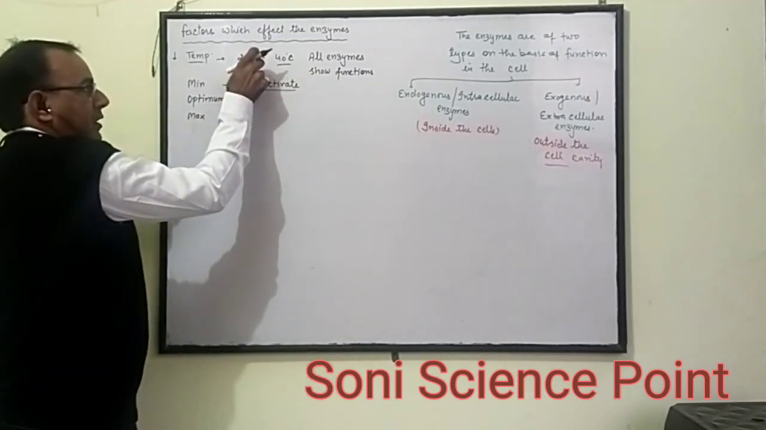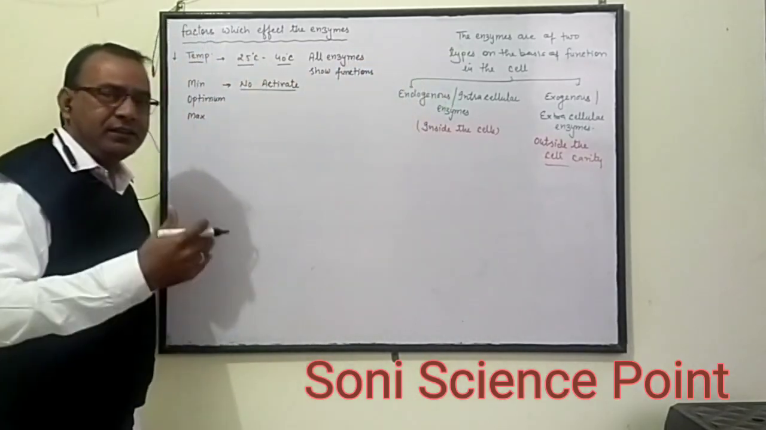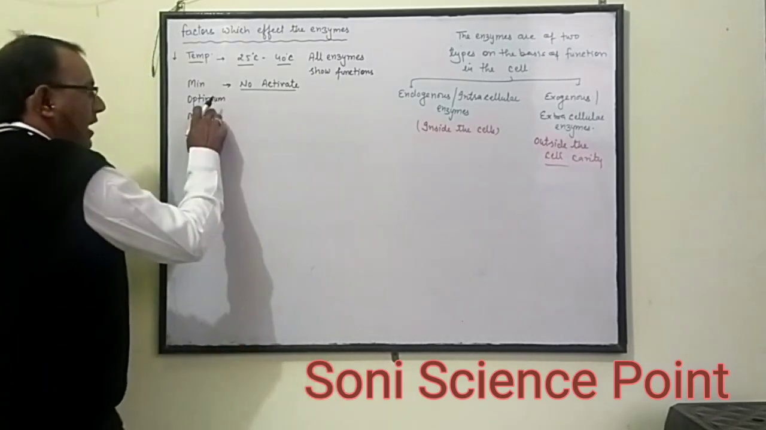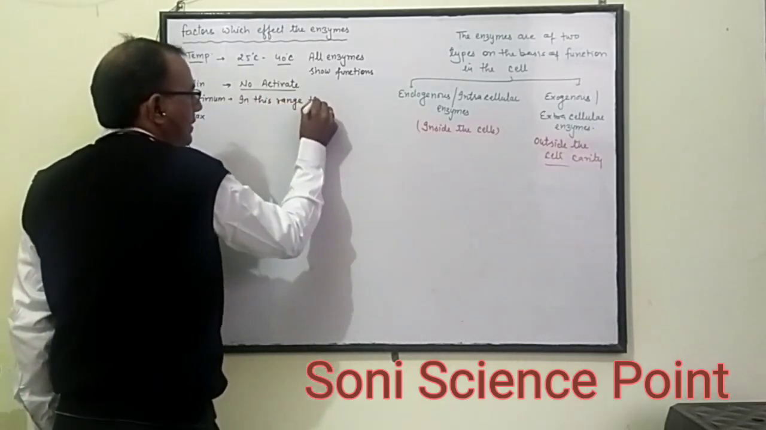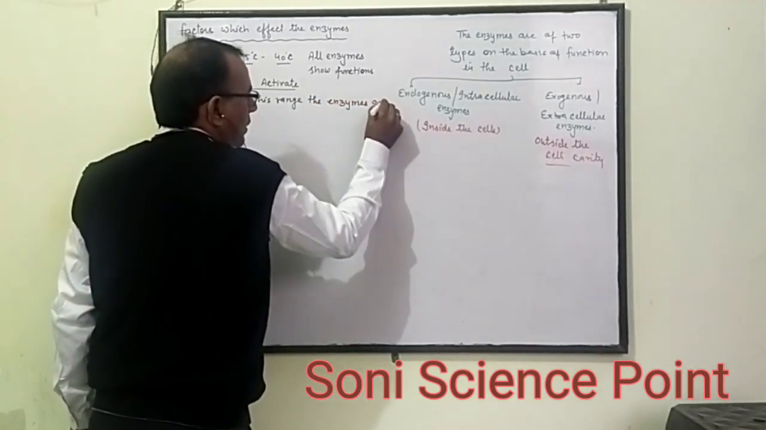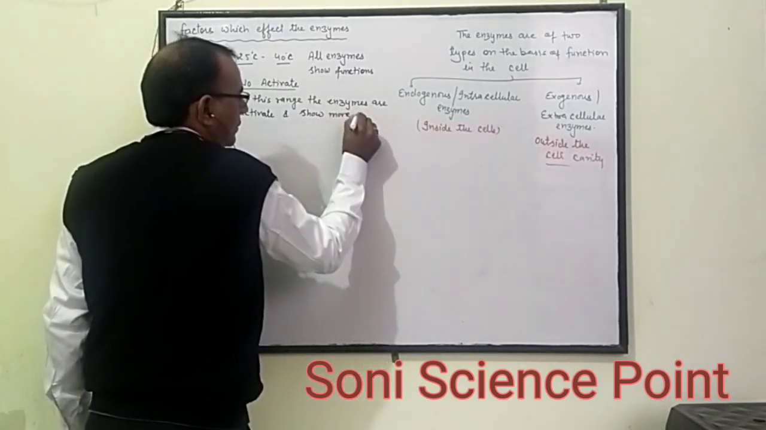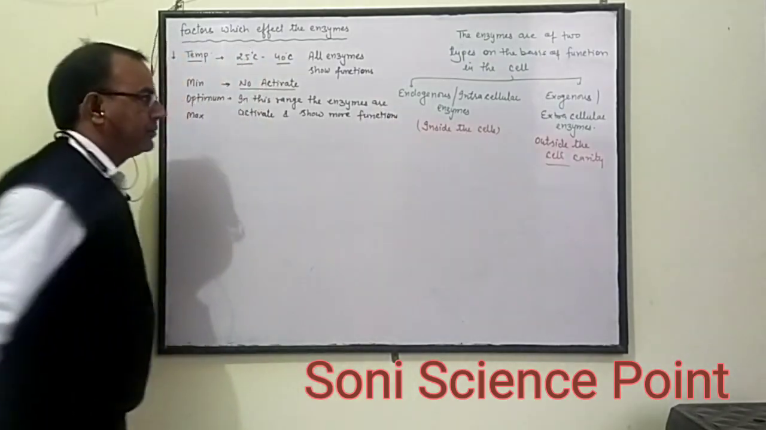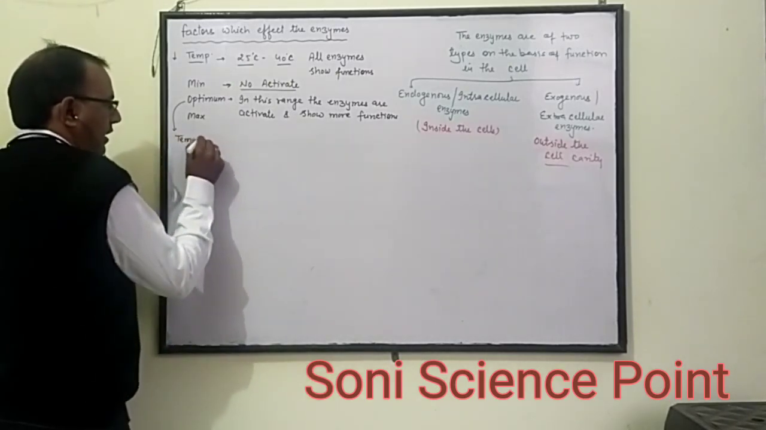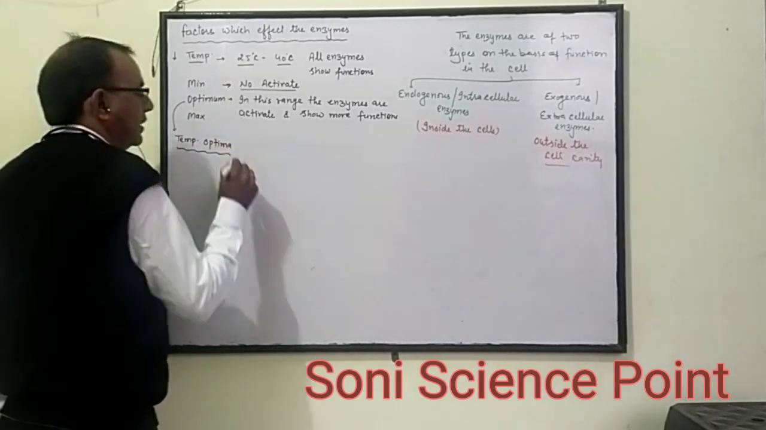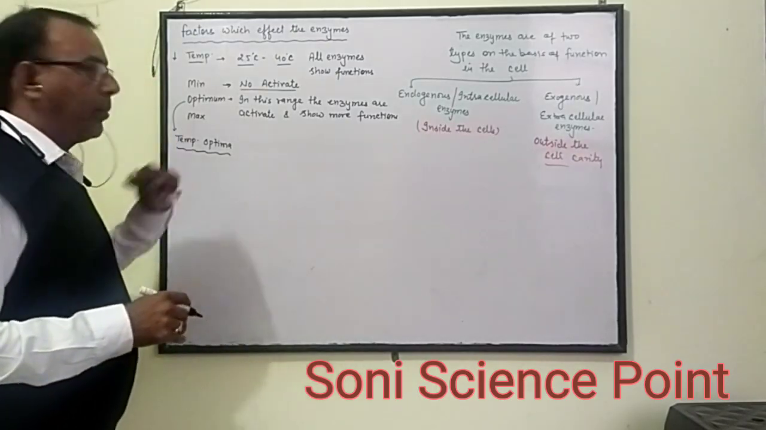Optimum, if the temperature remains between 25 degrees Celsius and 40 degrees Celsius. As the temperature goes from 25 to 40, the enzymes become more active and show more functions, and that is called the optimum condition or optimum temperature. So this is called temperature optima. What is temperature optima? The temperature at which the enzyme shows more and more function, because at this temperature the enzyme becomes more active.